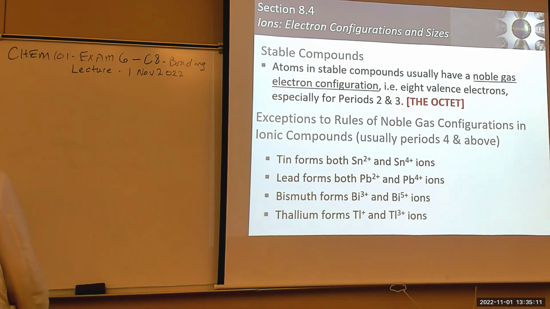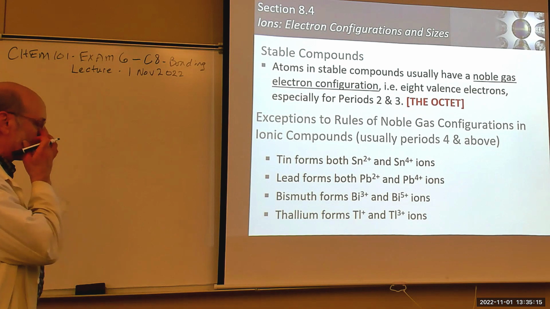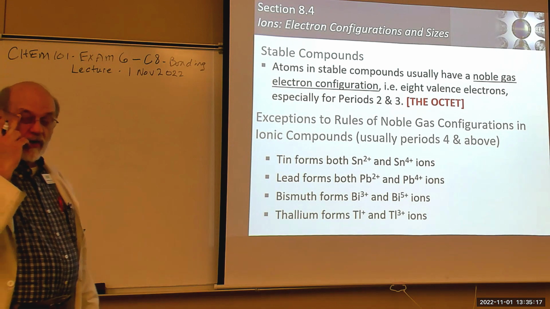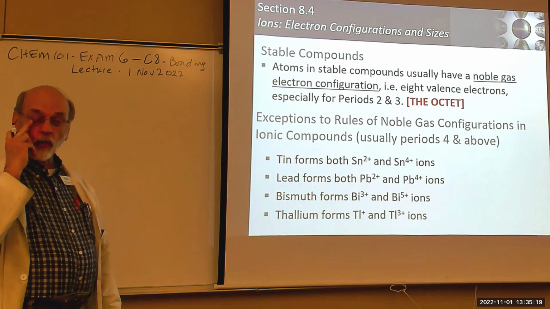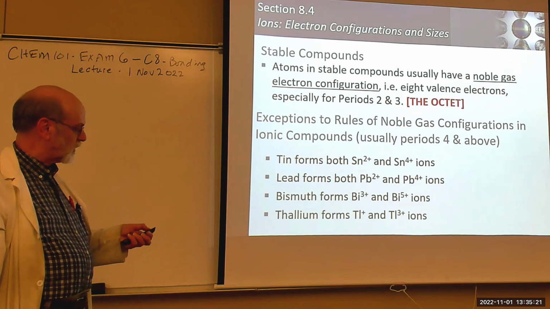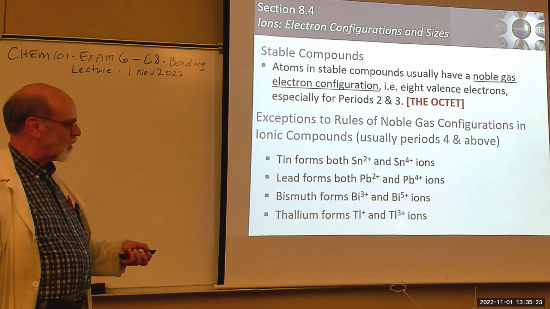Thallium. Thallium is in the boron group. Right? So it has 2 s electrons, valence electrons, and 1 p. So if it loses the 1 p, it's here. If it loses all 3 of them, it's here.